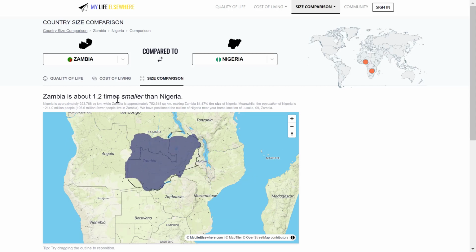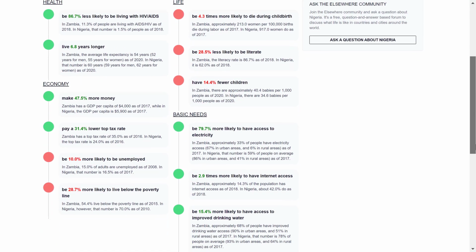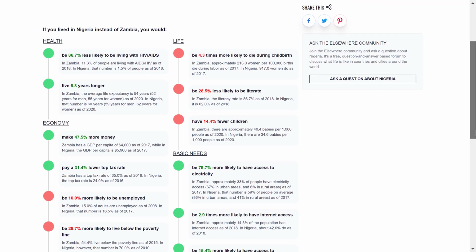It's larger than Zambia, so it's 923,000 square kilometers, and their population of 214 million people versus Zambia's population of, okay, I need to pull out a calculator just to find out Zambia's population, but we are about 18 million or something like that. Now, when you come here to quality of life, you'll see here that the greens outweigh the reds. So things are slightly better in South Africa.